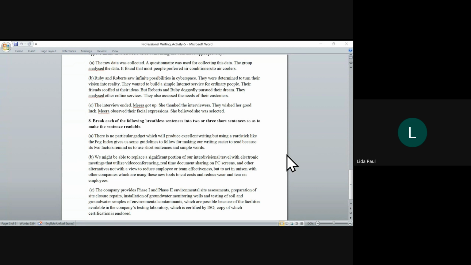That's right. So the next sentence would be, the verb is already there. You just need to provide a subject for this. So we're talking about electronic meetings, so you use something that will replace, which can act in place of that. Ideally you write something like these meetings, right? These meetings could utilize video conferencing and real-time document sharing on PC screens. Okay, the other alternatives and all of those things are not very important. You can leave that out.